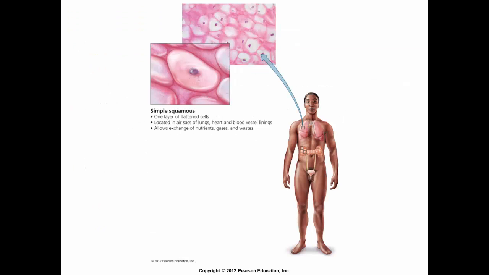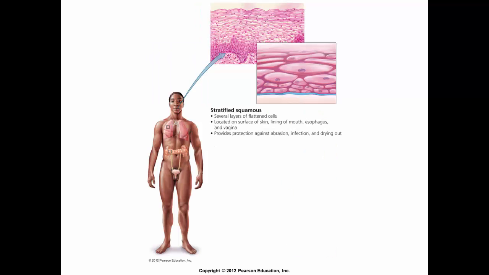This shows the simple squamous, which is a layer of flattened cells located in the air sacs of the lungs, the heart, and the blood vessel lining, which allows exchange of nutrients, gases, and waste. Stratified squamous is several layers of flattened cells located on the surface of the skin, in the lining of the mouth, esophagus, and the vagina. It provides protection against abrasion, infection, and drying out.